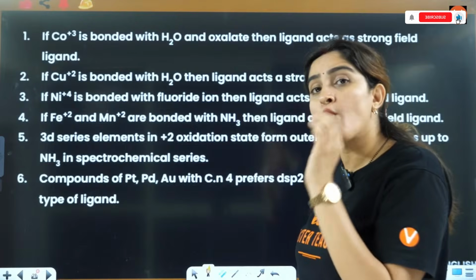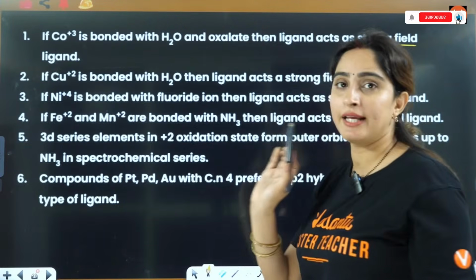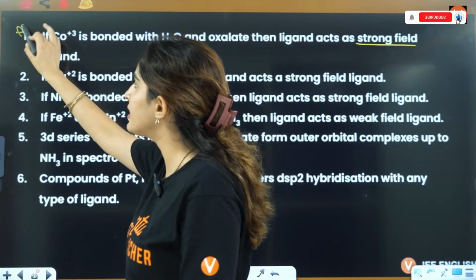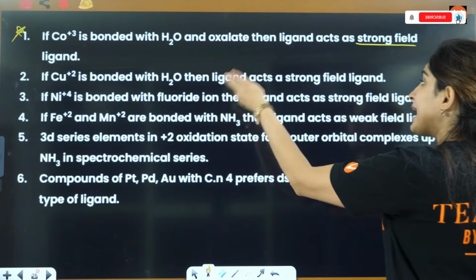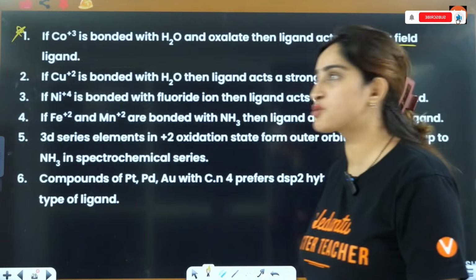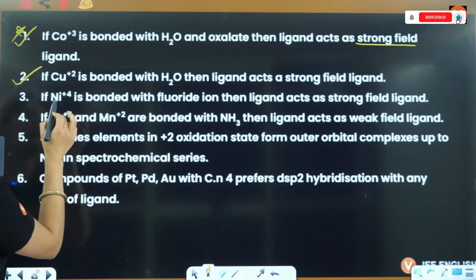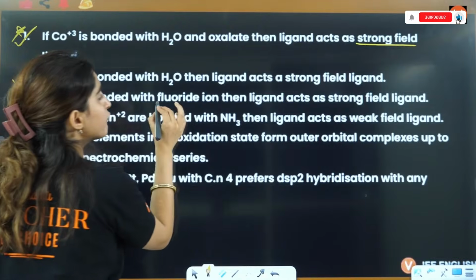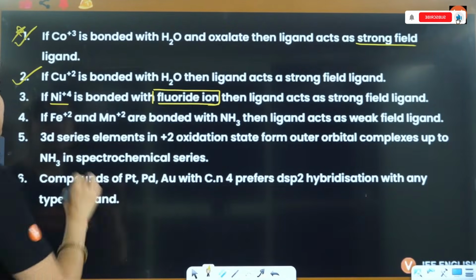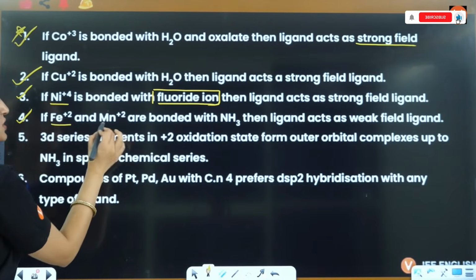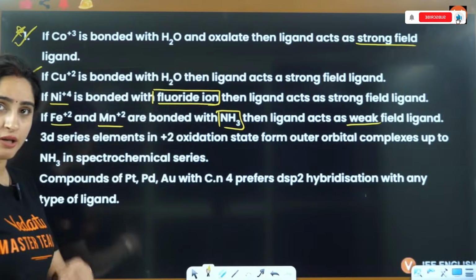But for cobalt 3 positive, they are behaving as strong field ligands. This is a very important point. Then Cu2 positive is bonded with water. Then also water is behaving as a strong field ligand, right? Then guys, we have nickel 4 positive. It will make fluoride ion a strong field ligand, which is actually a very weak field ligand, right? Then Fe2 positive and Mn2 positive will make ammonia a weak field ligand, which is actually a strong field ligand, right?